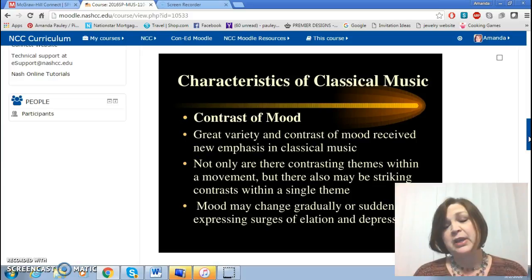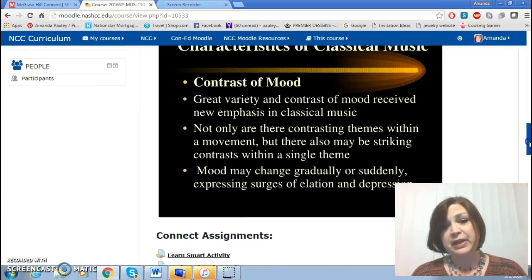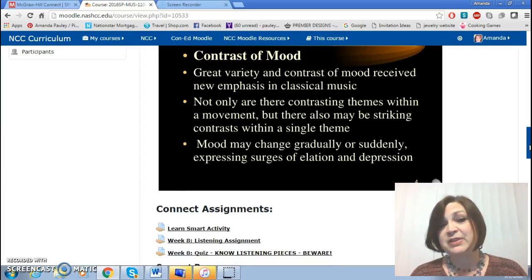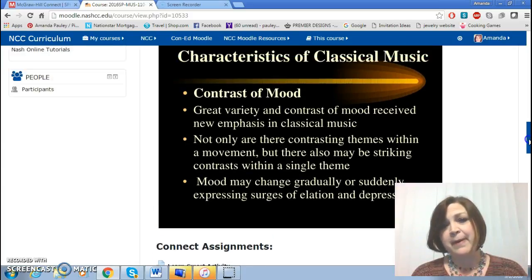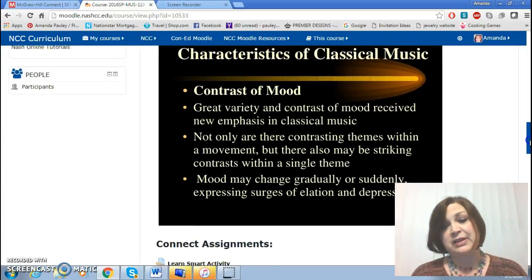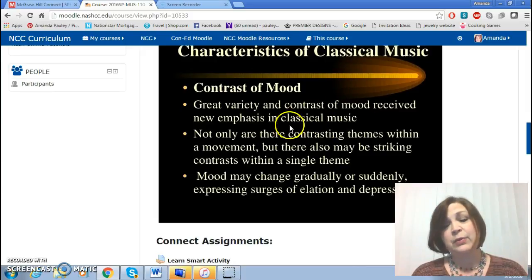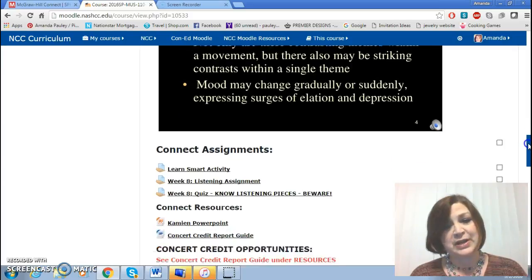Okay, so for classical period, I've started off with just a picture, just so you can distinguish the difference between Unit 3 and Unit 4. We are starting into the classical period of music. That would encompass the years of 1750 to 1820. You see just a little blurb about classical music characteristics. This is just to give you an introduction. It's by no means going to give you anywhere close to what you need to know.